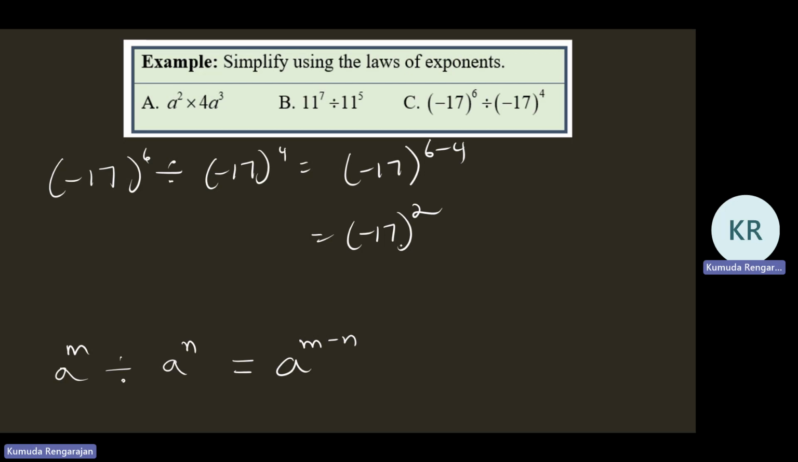It's just minus 17 into minus 17, right? You can find it. Minus 17 into minus 17: 17 into 2 is 34, and minus into minus is plus. What is minus 17 the whole power 2? Minus 17 into minus 17. Minus into minus is plus, 17 into 17 is 289.